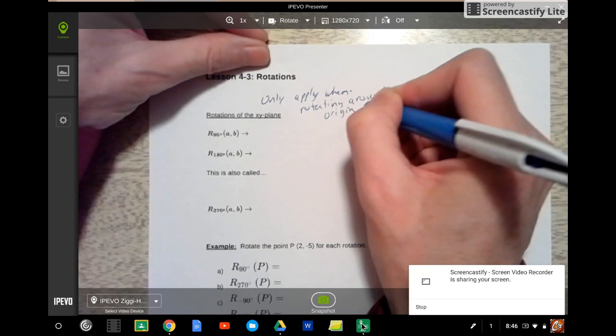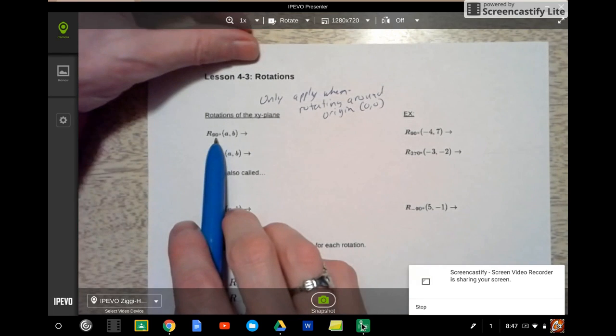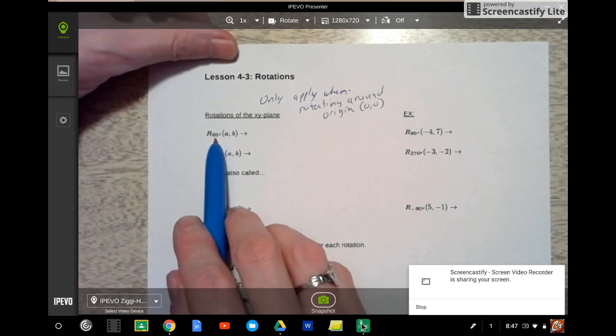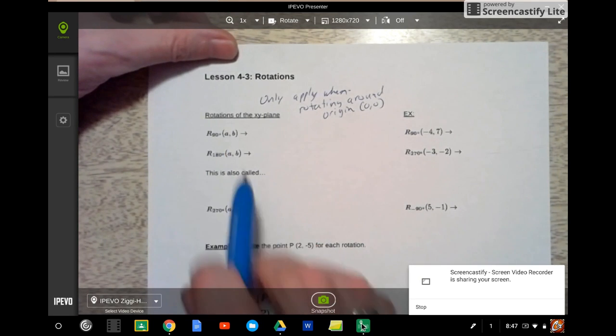Origin. In other words, (0, 0). And you'll notice when they put it here, it just says rotation of 90. If they don't tell me a point, I assume it's the origin. So here's the basic rule.